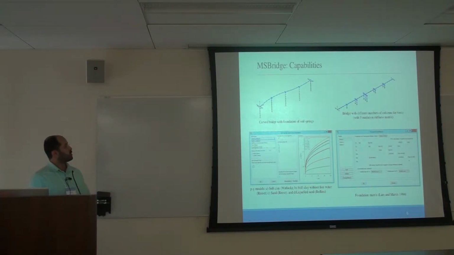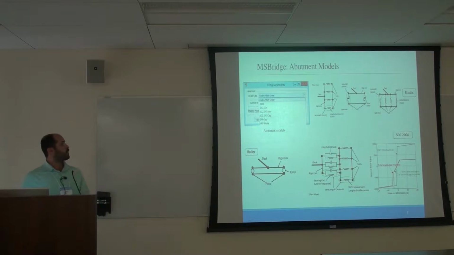Using MS Bridge, we can model columns, curved or straight, single column bent, or more than one column per bent. We can conveniently handle the soil structure interaction using the soil springs, PY in the lateral, TZ in the vertical, and QZ for the end bearing. In addition, we can also model the soil structure interaction using the foundation matrix by Lam and Martin, a 6 by 6 matrix, where each element represents a stiffness in a direction.